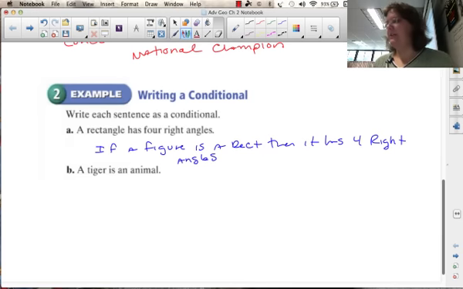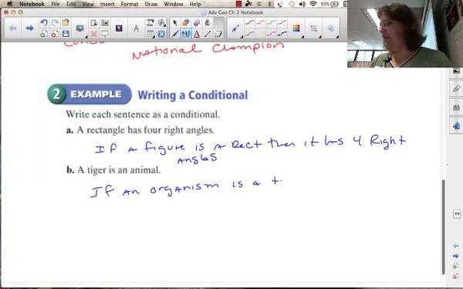And the second one is a tiger is an animal. So if an organism, or whatever you want to call it, if an organism is a tiger, then it is an animal.